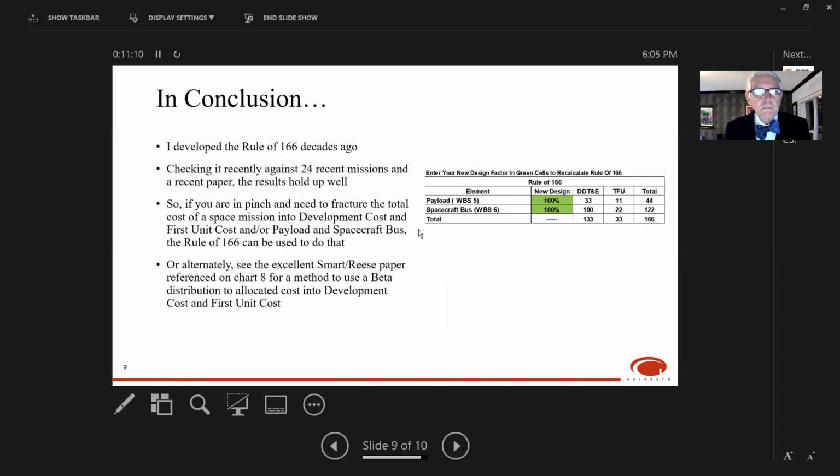So in conclusion, I developed the rule of 166 decades ago, but it's held up well, checking against these 24 missions, as you've seen. So if you're in a pinch and need to fracture the total cost of a space mission into development cost and first unit cost, you can use this rule of 166 to do that. Or alternately, you might look up that excellent Christian Smart Gail Reese paper, because the subject of their paper is actually using a beta distribution to allocate cost between development and first unit cost. I didn't talk about it here. You can see that in their paper. I only wanted to harvest their historical data, which I showed you back on chart 8, to compare it to the rule of 166.